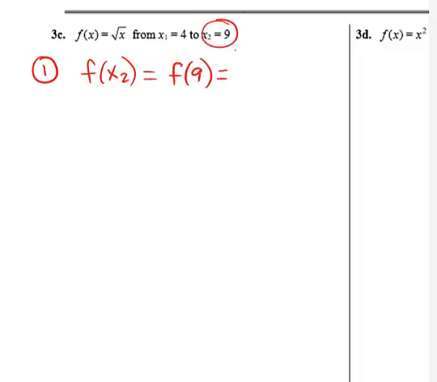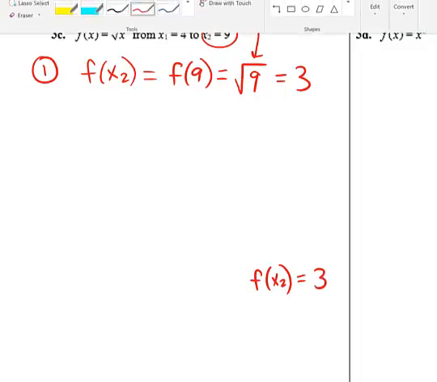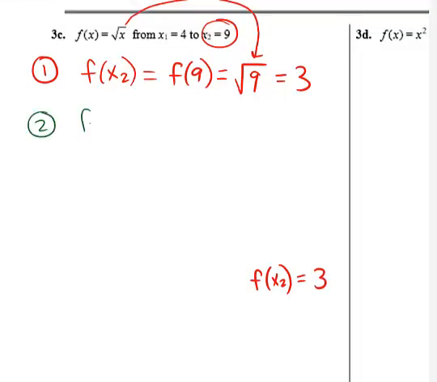And the function itself is the square root of x, which is kind of interesting. So I want the square root of 9, which is 3. Alright. So maybe I'll write that down here, because that'll help us when we use the formula. F of x2 is 3.